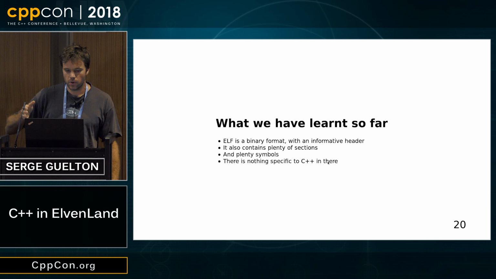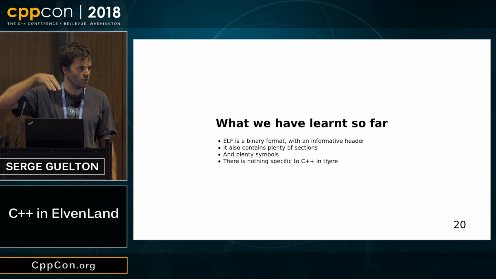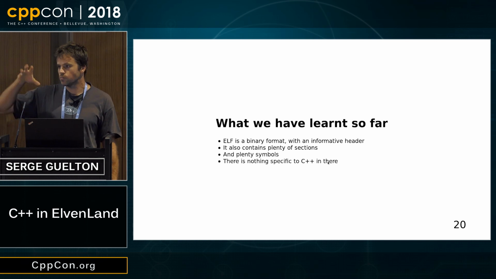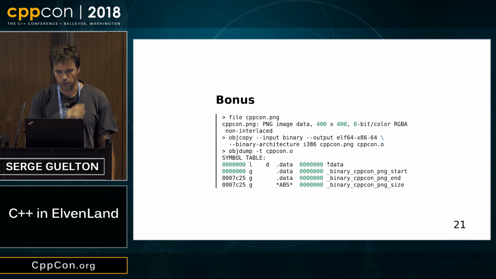So, first step, what we have learned. ELF is a binary format. There's a header with a lot of information, and we've got sections, and each of these sections holds symbols, and there is nothing specific to C++ here. Okay, let's move on.